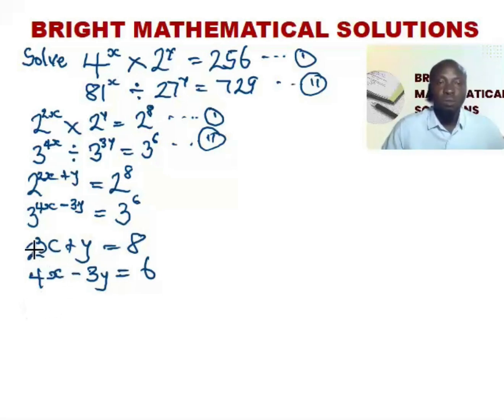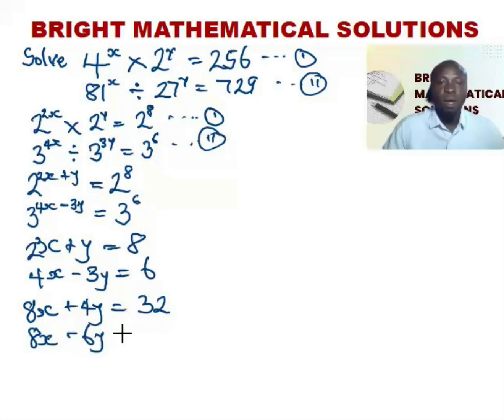So how do we do that? We multiply equation 1 by the coefficient of x in equation 2, and we multiply equation 2 by the coefficient of x in equation 1, so that we can have the same coefficient in the two equations, and so that we can eliminate. So we use 4 to multiply through equation 1, and that gives us 8x plus 4y equals 32. And equation 2 becomes, if we use 2 to multiply, 8x minus 6y equals 12.